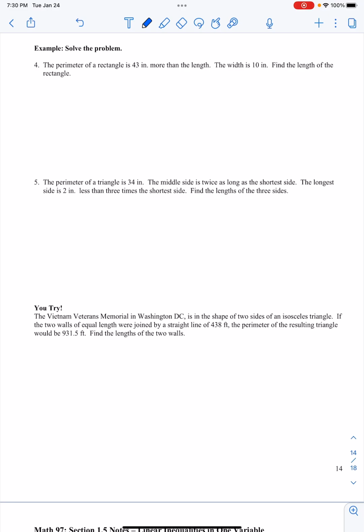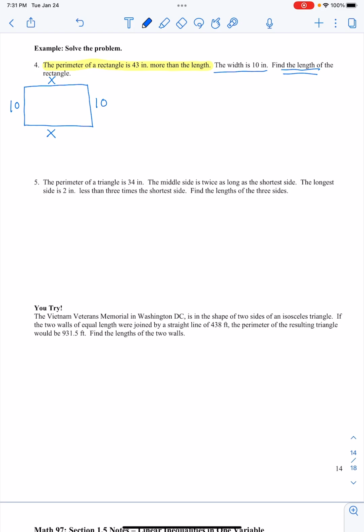Problem 4. The perimeter of a rectangle is 43 inches more than the length. The width is 10 inches. Find the length of the rectangle. All right, so let's draw a picture first. So what do we know? We definitely know the width is 10 inches, so we're going to label this 10, and we're going to label this 10. It says find the length, so we're going to let this be x, and we're going to let this be x.